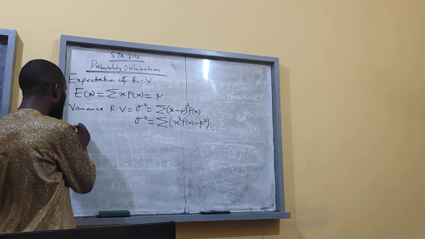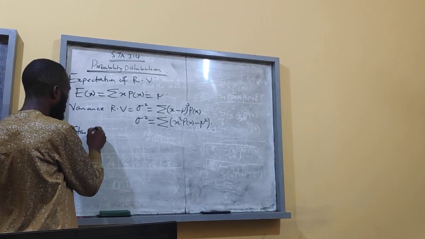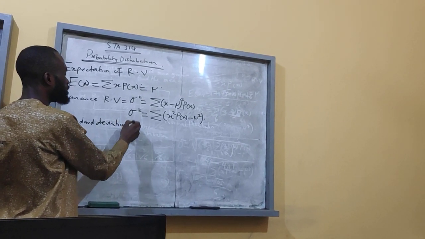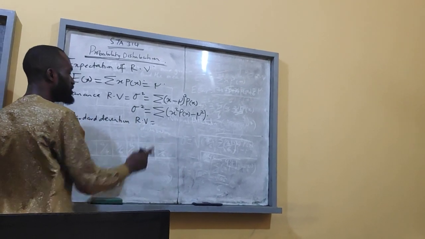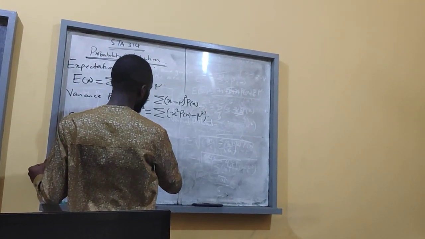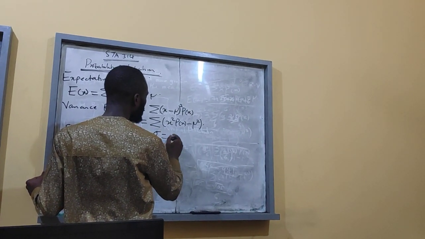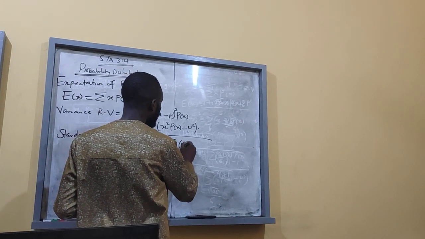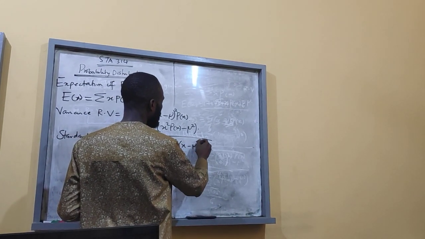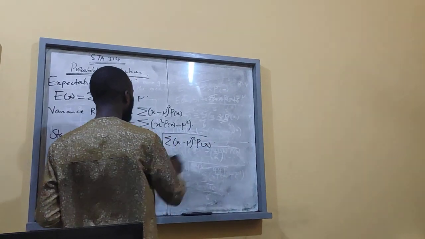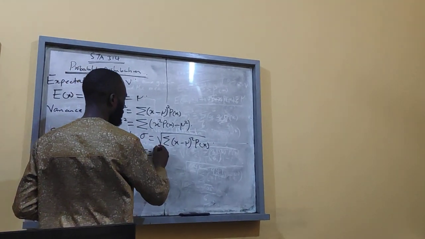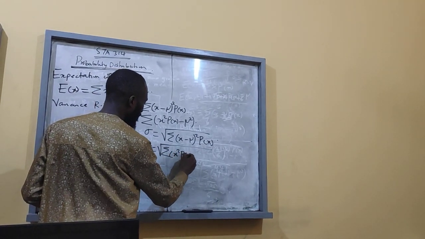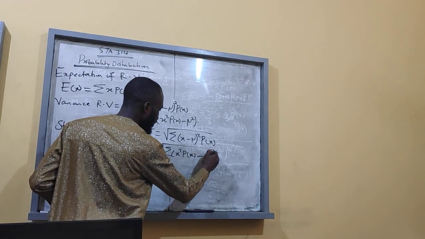Next is what is called standard deviation. Standard deviation of a random variable. And when you say standard deviation, we know that it is the square root of variance. That is, it is equal to the square root of summation x minus the expectation square probability of x. It can also be in the form of the square root of summation x square probability of x minus the expectation square.